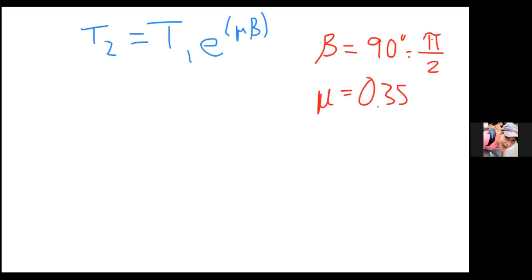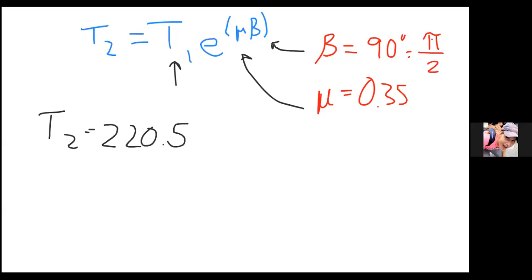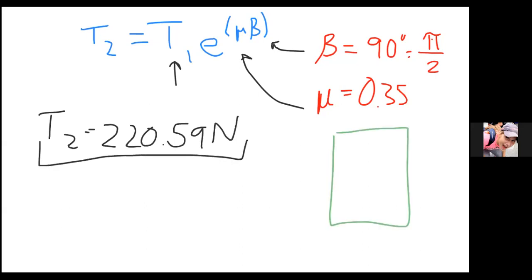So from here, we have T1 from those summation of forces equations we solved for. We've got the mu, we've got the beta. We're able to plug in and solve for T2 is equal to 220.59 newtons approximately. And then from here, we think about the free body diagram for the hanging mass.